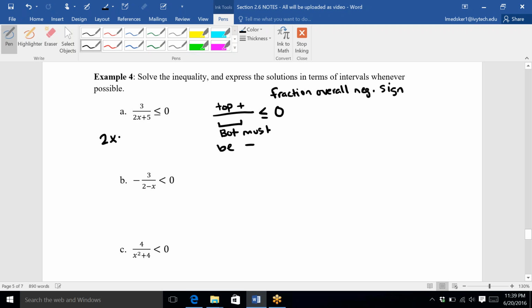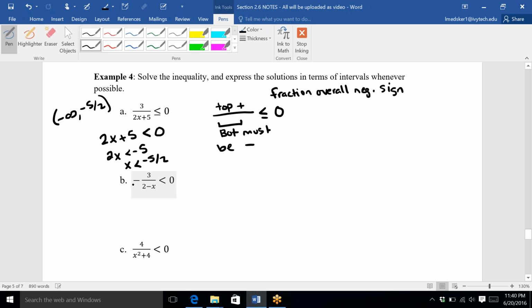So all we need to figure out is when is 2x plus 5 negative, and this is a key here. You don't do equal to 0 when you're talking about a denominator. We do not want our denominator to equal 0. So if we were to solve this, we would subtract the 5 over and divide by 2. And they want us to write this in intervals. So for this first one, it's negative infinity to negative 5 halves.